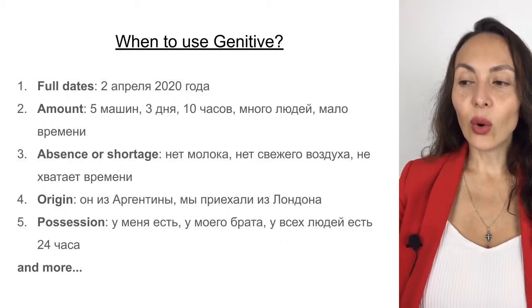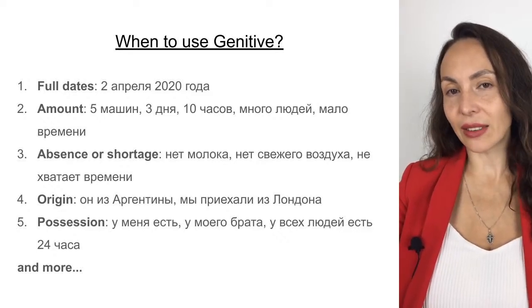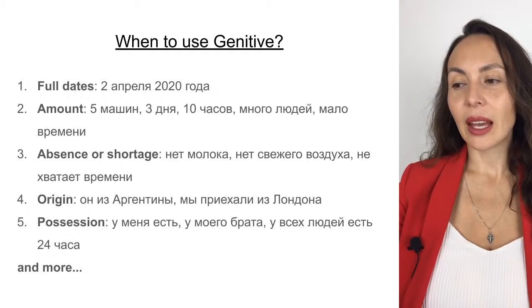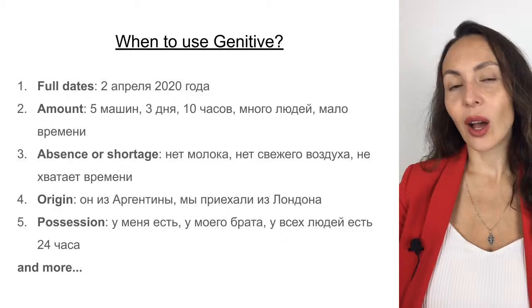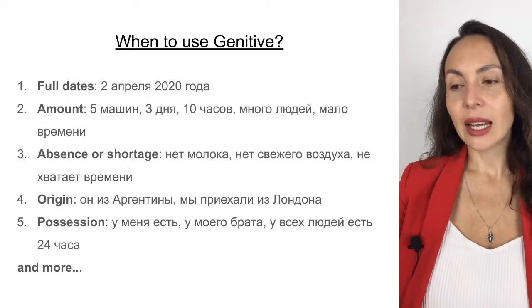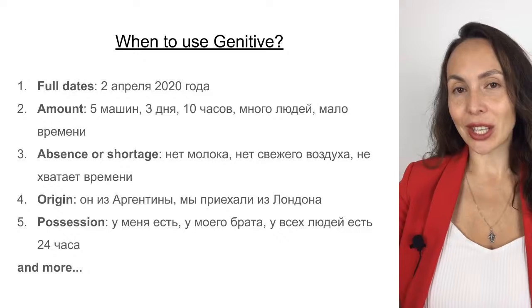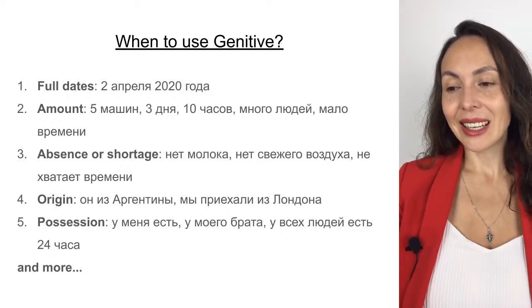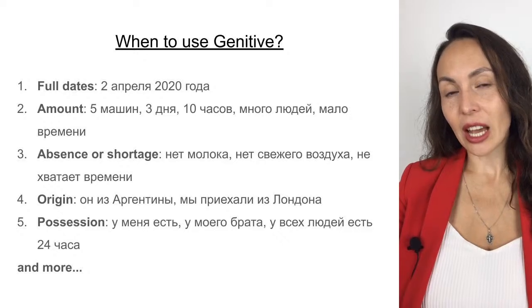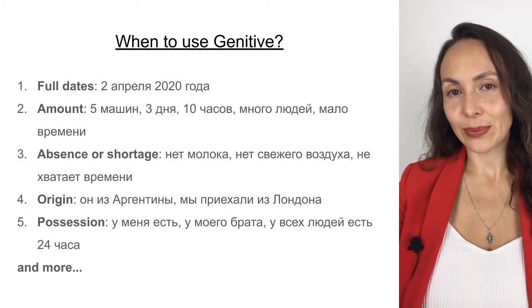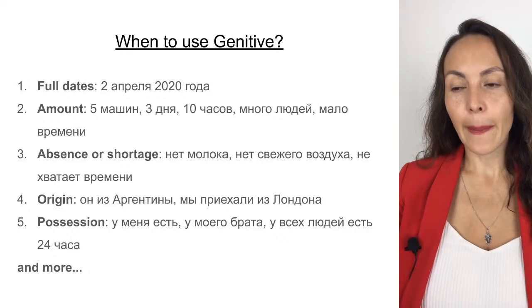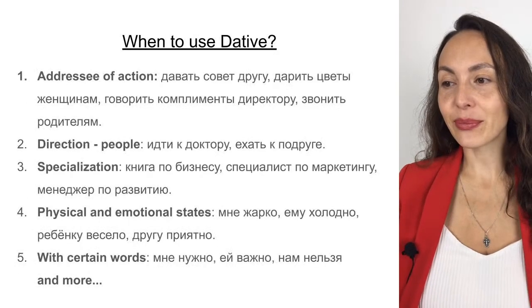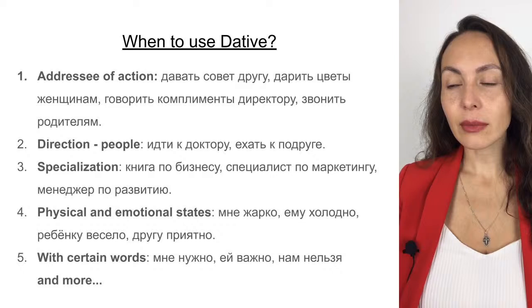У всех людей есть 24 часа. Again, у всех людей. Все люди, I change both words. У всех людей есть 24 часа. And again, 24 часа. Часа is genitive because it's the amount. Okay. We pass to the dative.